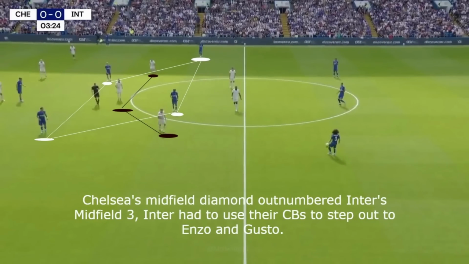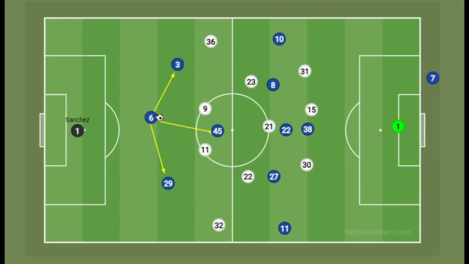Again, look at that close, narrow back 3 that Chelsea have. And this back 3 are holding on to the ball until Inter's players are able to press them. Look at the position of Lavia. Lavia in this position receives the ball through second pass kind of combinations.